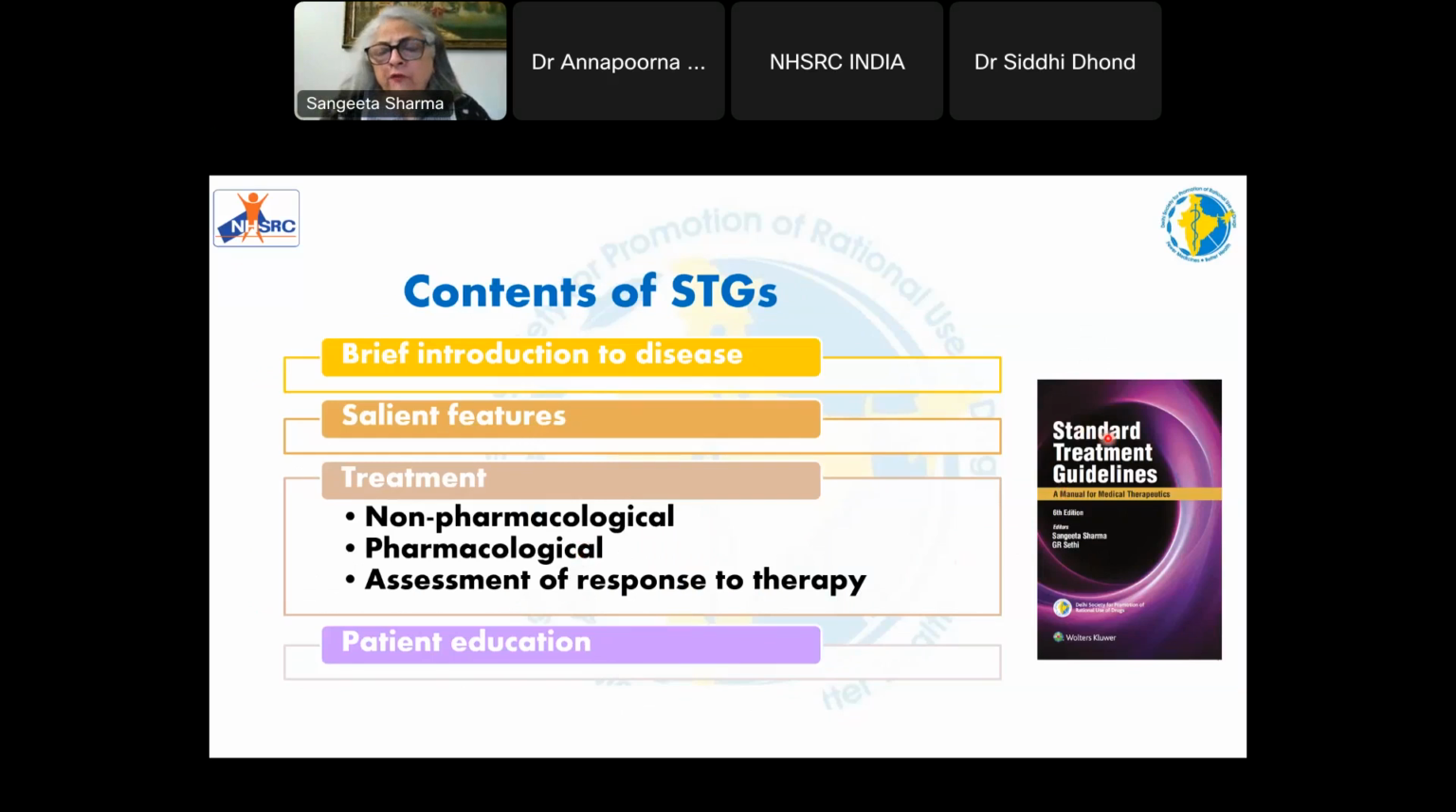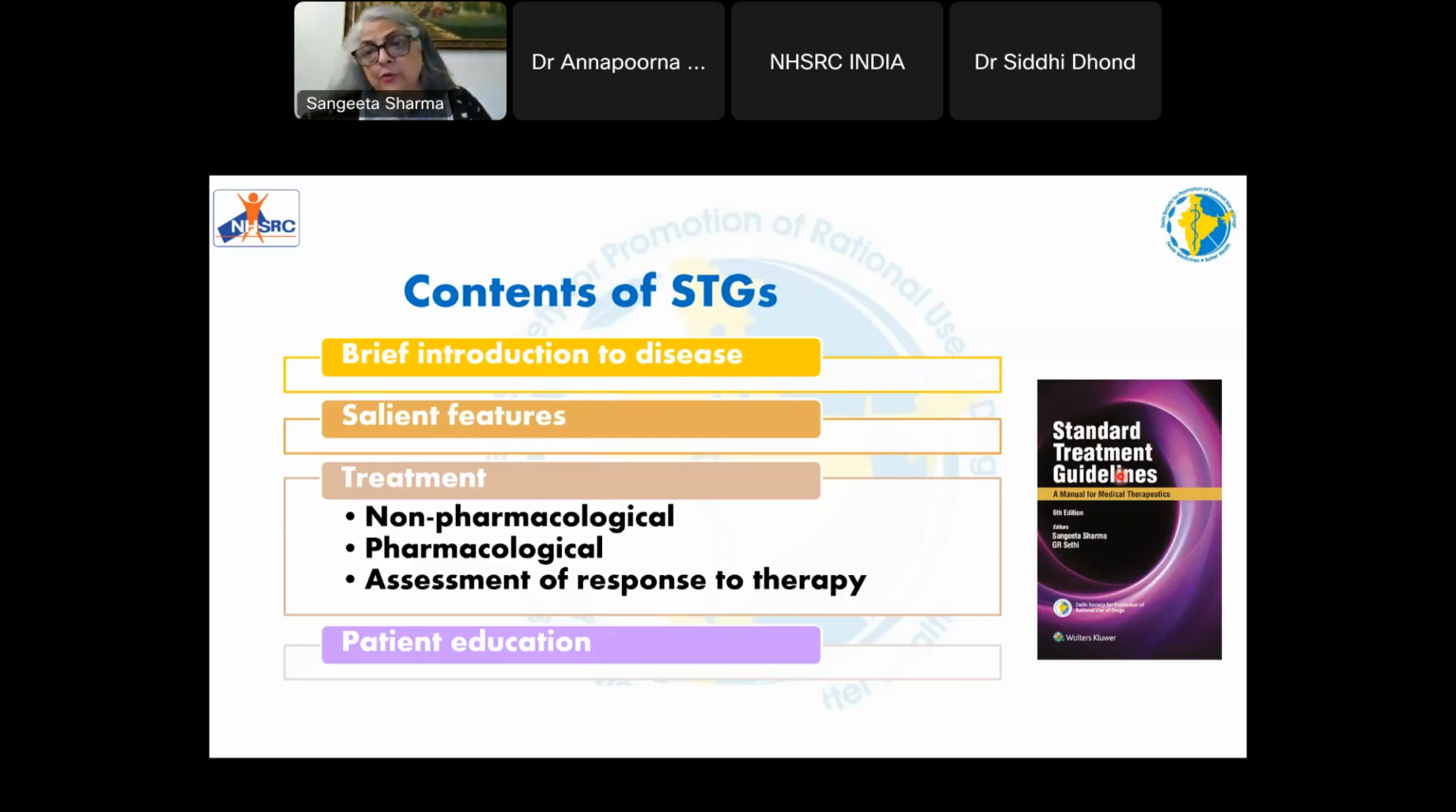If you have this book, there is an appendix to this book on drug interaction, clinically relevant drug interaction. Otherwise, interactions are exhaustive, n number of interactions may be there, but whatever is clinically relevant has been given.